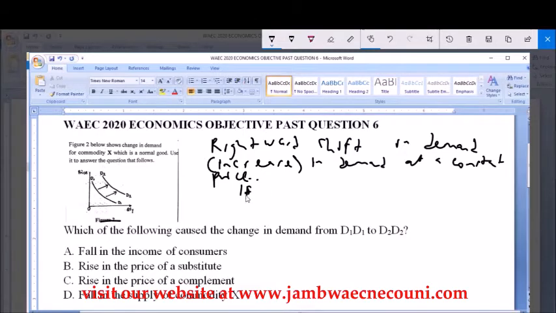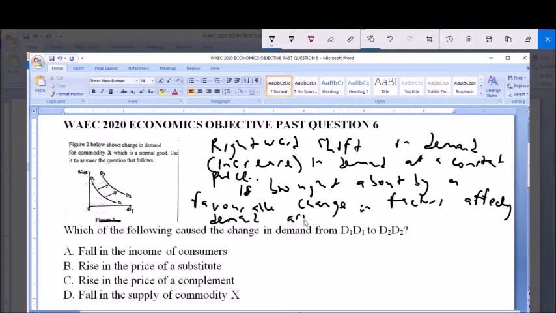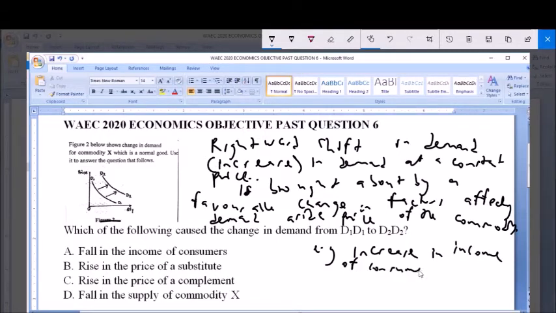Now in this case, the increase in demand is brought about by a favorable change in factors affecting demand aside the price of the commodity. An example of some of these factors could include, let's say, this favorable change in factors could include increase in the income of consumers, or increase in price of a substitute.